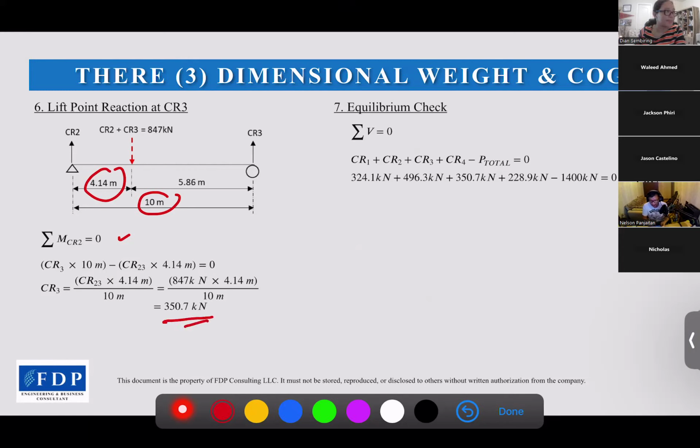After that, we do the equilibrium check just to make sure that our reactions are correct. So total force equals 0: crane 1 plus crane 2 plus crane 3 plus crane 4 should be equal to the load acting on the system. And we get the total force equals 0. Then we are in equilibrium. That's for the reaction for the lifting point calculation.